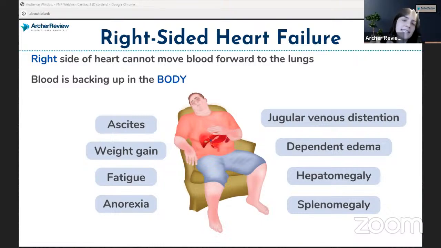You might see the JVD on exam. You're going to see that they have ascites, a lot of fluid in their belly and the abdomen. They have the dependent edema. They might feel more fatigued or not as hungry often because they have all that ascites or fluid on board.